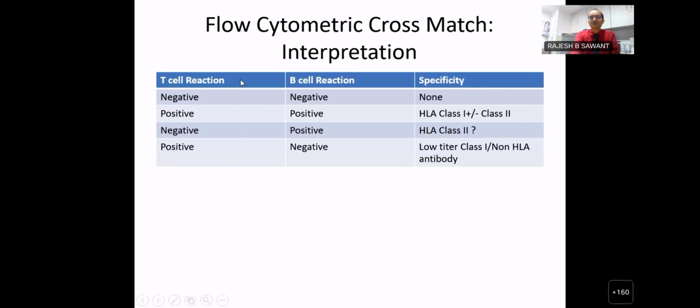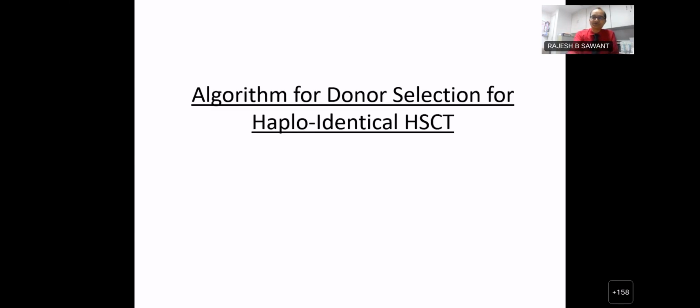Okay, so when you do a flow cross match, it's a T cell reaction and a B cell reaction that is quantitated separately. And if you have a negative T cell and negative B cell reaction, then there is no antibody and you are good to go for a transplant. If your T cell and B cell are positive, you definitely are dealing with a sensitized patient. There is a good chance that there will be a class 1 as well as a class 2 HLA antibody. If your T cell is negative but B cell is positive, then you are dealing with an isolated HLA class 2 antibody, or the patient has received some medication. So history is very important. And the last, if your T cell is positive but B cell is negative, then you may be dealing with a low titer class 1 or a non-HLA antibody. There are certain non-HLA antibodies like MIC-A and MIC-B that are most commonly tested for. So you can look for those also, right?